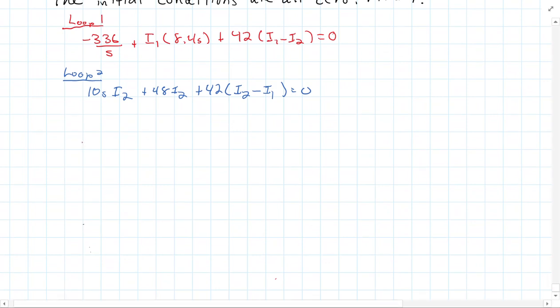Alright, so now we have the two loop equations and we can go ahead and start simplifying them. So if we look at loop 1 here, we'd have 8.4S plus 42 times I1 minus 42 I2, and this would be equal to 336 over S. And believe it or not, I'm going to just leave it like that for now.